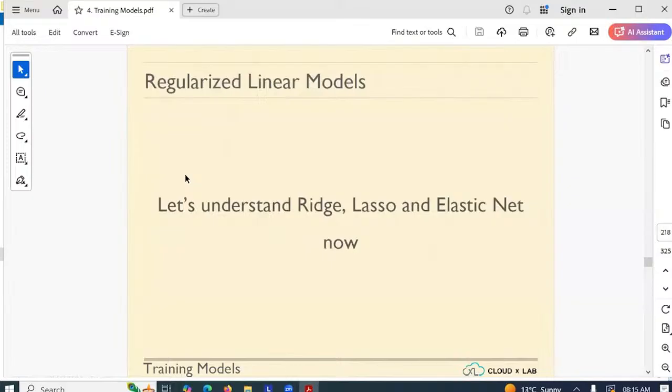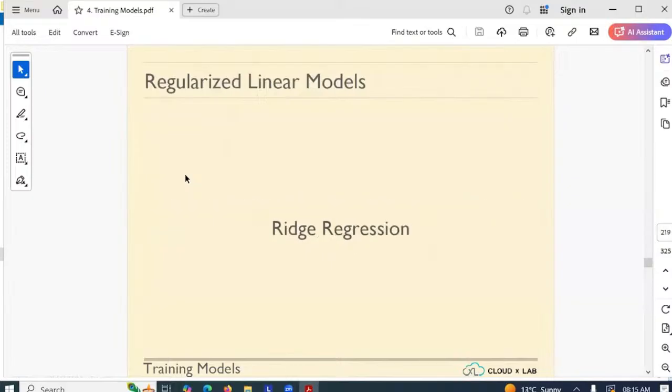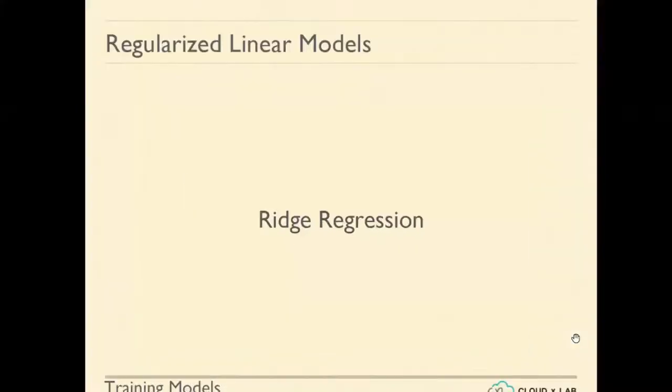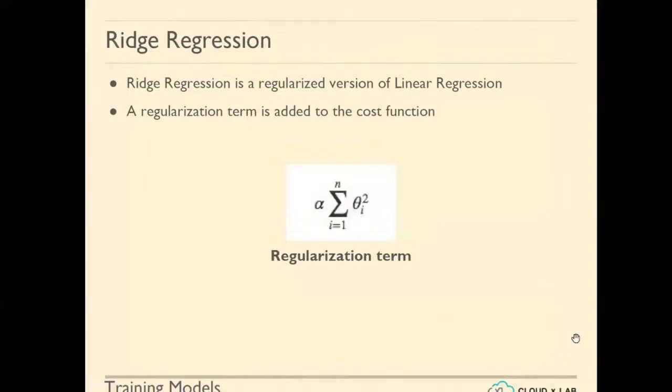Okay. So now let's start. First we will see ridge regression. In ridge regression, we will use the L2 norm, right? Ridge regression is a regularized version of linear regression. So linear regression plus we are doing something extra, we are also using regularization. And what type of regularization are we using? We are using L2 regularization.